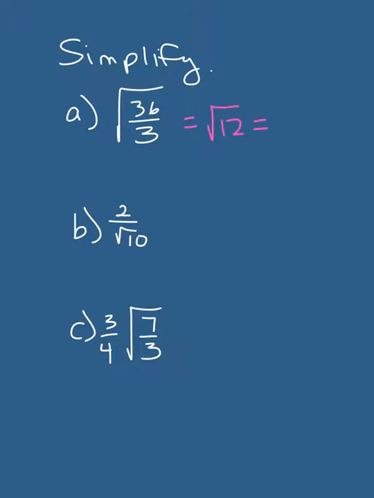The highest perfect square that goes into 12 is 4, so the square root of 4 times the square root of 3. So my final answer there is 2 root 3.